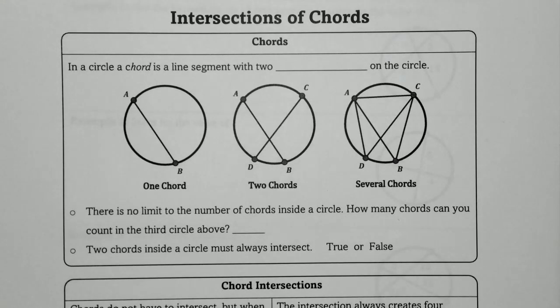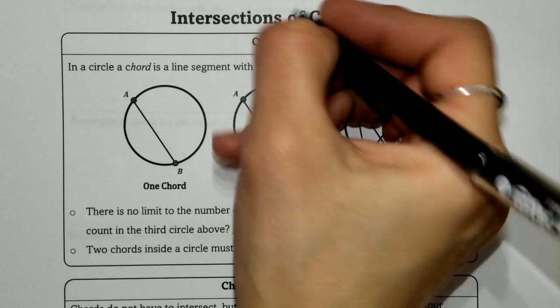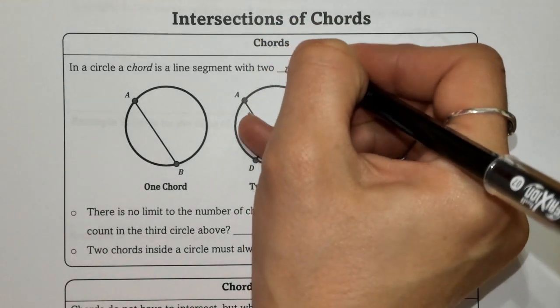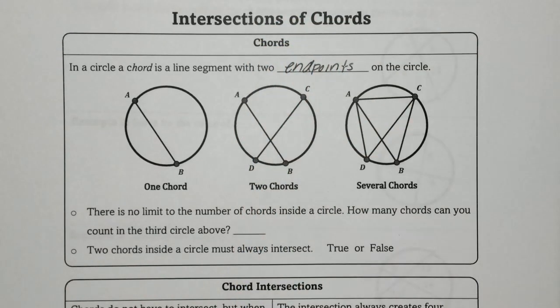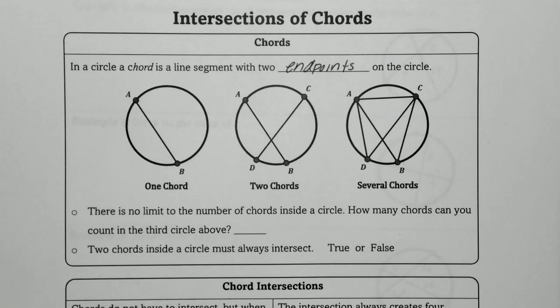Guys, this video is going to talk about intersections of chords. Remember that a chord in a circle is a line segment with two endpoints on the circle. So it stays within the circle. It starts on some part of the circle, goes through it, and ends at another part and never exits.